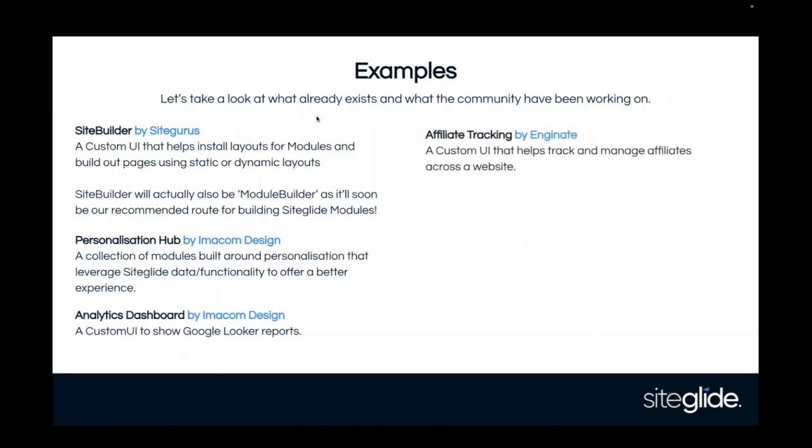Then, you might have seen it recently, but Devon from Enginate released a video explaining his affiliate tracking module that he's just built. That is essentially a couple of web apps and then a custom UI to manage it all, make the admin a lot easier for customers. So I think that's a good example of how you can pull it together and make it a lot nicer from a customer experience.